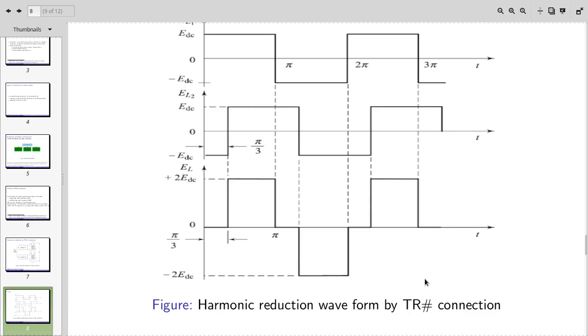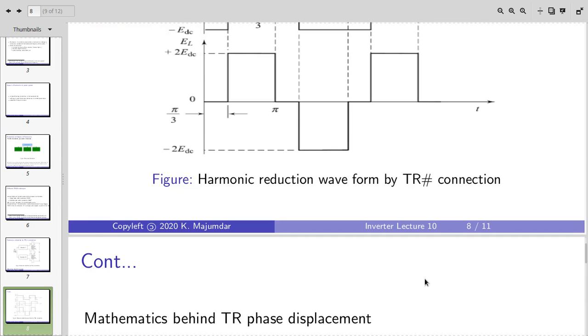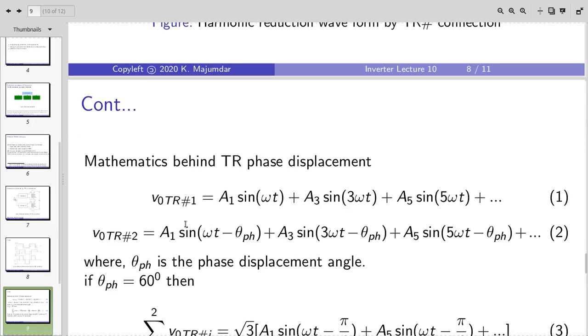So let's use some mathematical equations to understand this phenomenon. Say transformer 1 gives an output that looks like this. A1 stands for the amplitude of the fundamental, A3 is the magnitude of the third harmonic, A5 is for the fifth harmonic, and so on. In transformer 2, we have introduced a phase delay, say theta ph, and they are the same except for theta ph. Now if theta ph is 60 degrees, then what will happen?